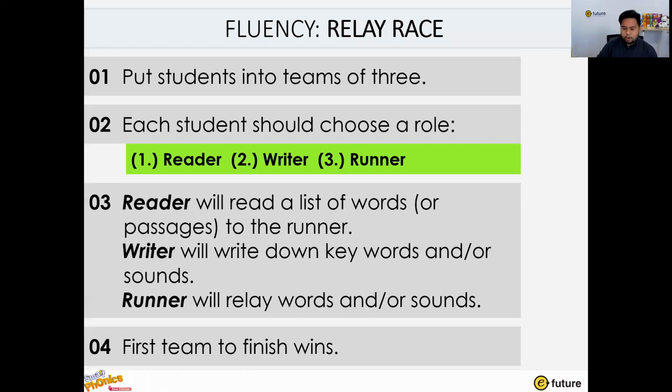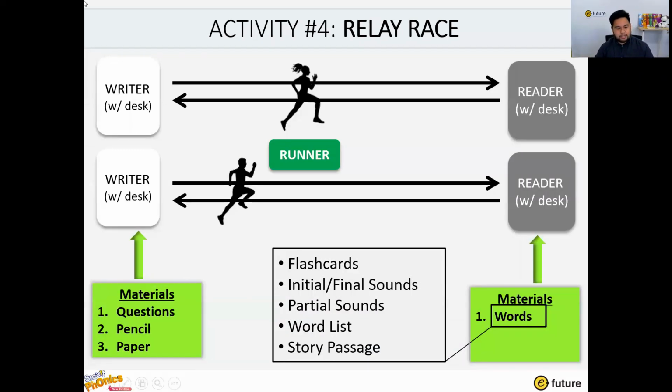Okay? So more of a visual example of what I said. You'll have the writer on the left side, reader on the other side, or however you'd like to do it. Then the runner will go to the reader's desk, they will say the word, then go back to the writer, tell the writer what they heard, and the writer will write it down. Okay? So like a relay.